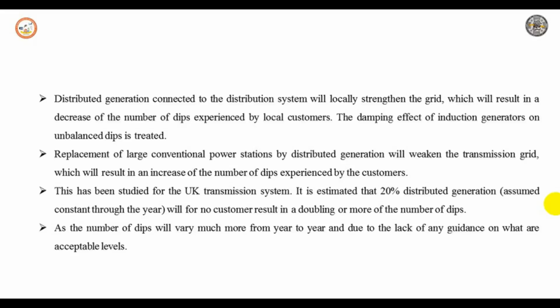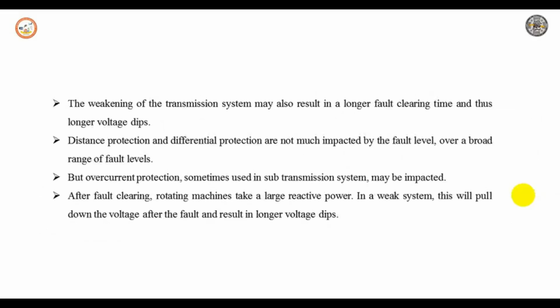Weakening of the transmission system may also result in a longer fault clearing time, thus longer voltage dips. Distance protection and differential protection are not much impacted by the fault level over a broad range of fault levels. But overcurrent protection, sometimes used in the subtransmission system, may be impacted. After the fault clearing, rotating machines take a large reactive power in a weak system, which will pull down the voltage after the fault and also result in longer voltage dips.